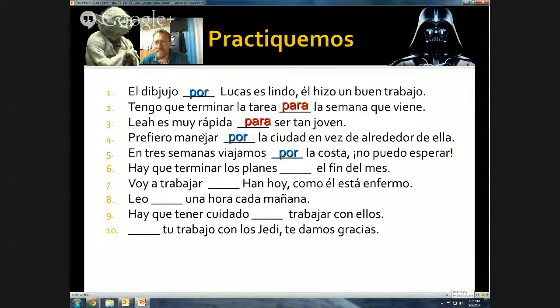Is that right? No! Yoda knows. It's para la costa. Well, why is that? Because I can't wait. We're not there yet. It's a goal. Okay? We might be going through the coast. That would be something else. Okay? In that case, I wouldn't be waiting. I would be there. Hay que terminar los planes para el fin de semana.